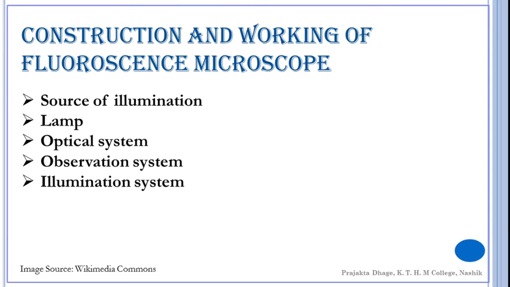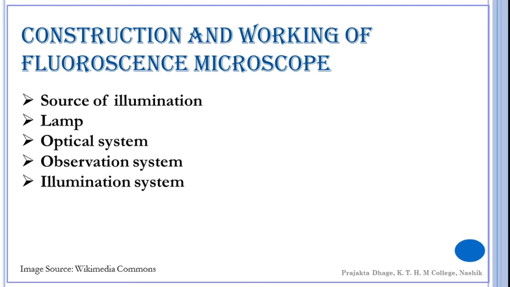Another system that we are going to see is the optical system. The UV near the visible range excites the fluorophore and emits light of longer wavelength in the visible range. This requirement is met by using the following types of filters: primary excitation filters, and the second one is the barrier or secondary filter.